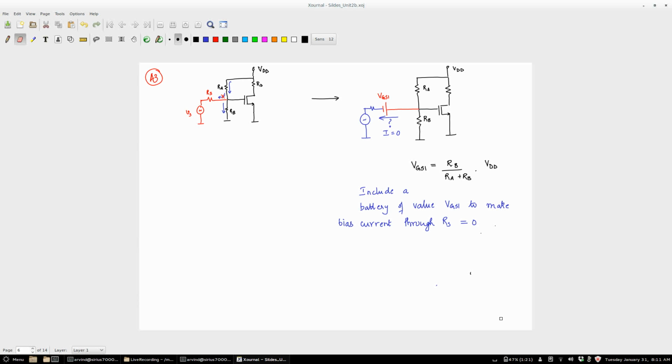Why? You draw what would be the incremental circuit of this? The incremental circuit for this, that VGS1 will just drop out, right? So the small signal value will definitely propagate. We have not done anything to the incremental circuit, right?